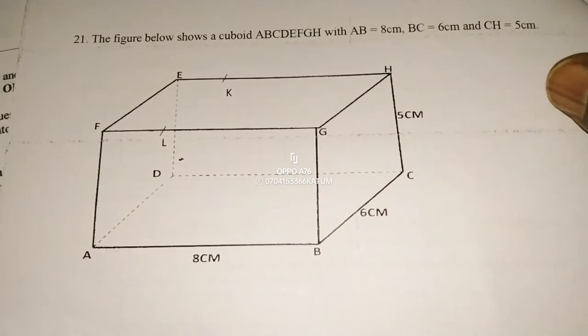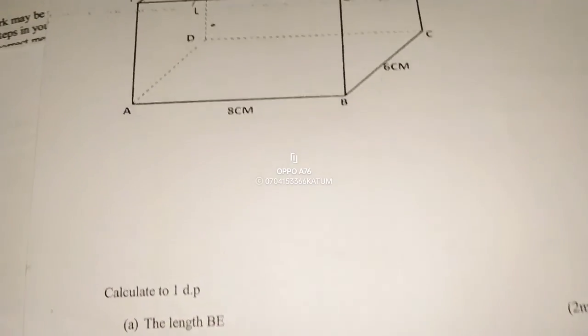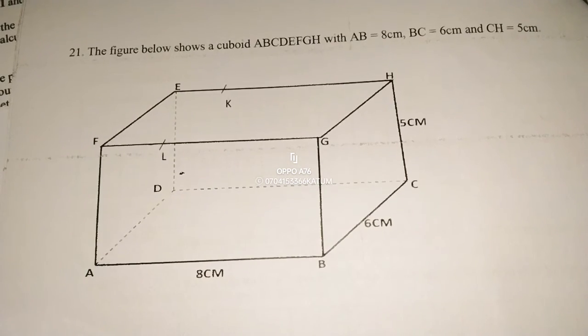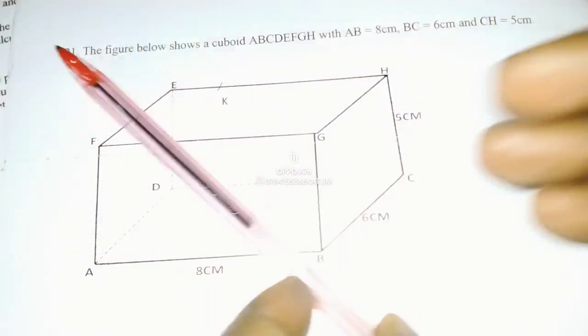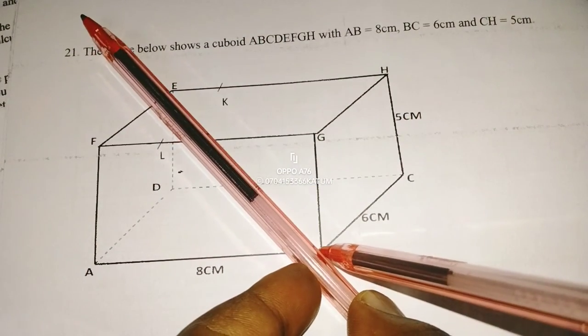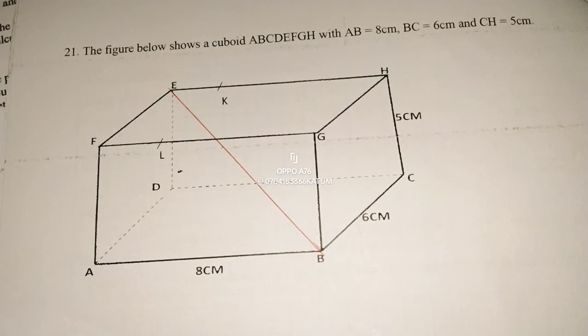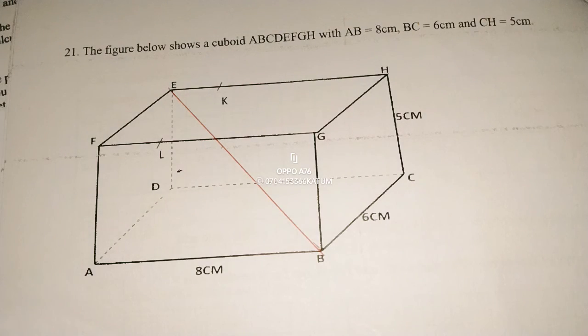We have a lot of space around the figure, therefore I'm going to use the space here instead of where the question has been written. Therefore, the length of BE, remember BE is a line which is inside the cuboid. We can join the two vertices to get BE. So that is the length BE. Remember, B is on the front face, but E is a vertex of the face at the back.